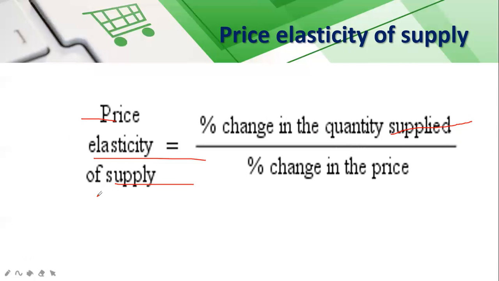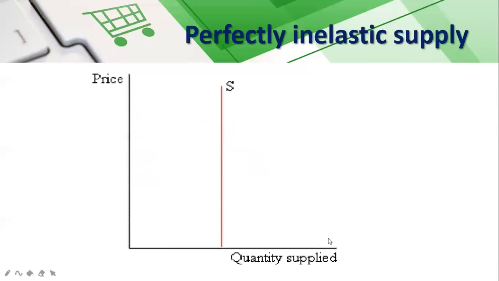Now, let's go to the next one. We also have perfectly inelastic supply. Just like perfectly inelastic demand, the quantity stays the same when the price goes high. Even when the price goes up, the quantity supplied stays the same. So our product has perfectly inelastic supply. It is neither more nor less, it stays the same even if the price increases.